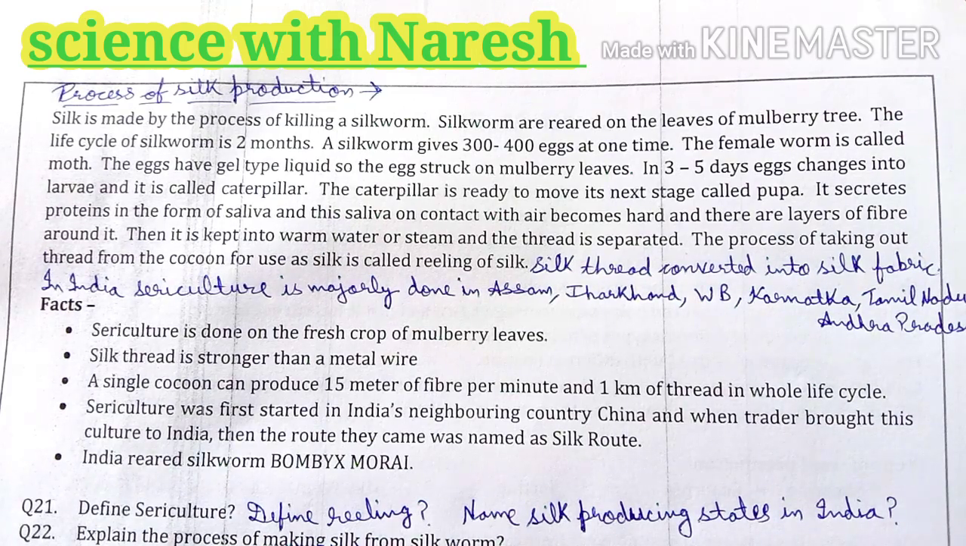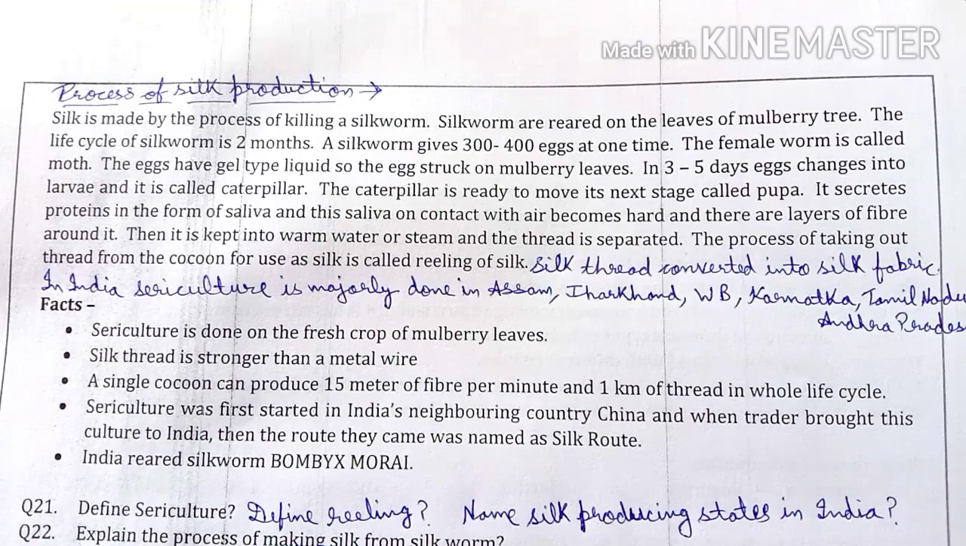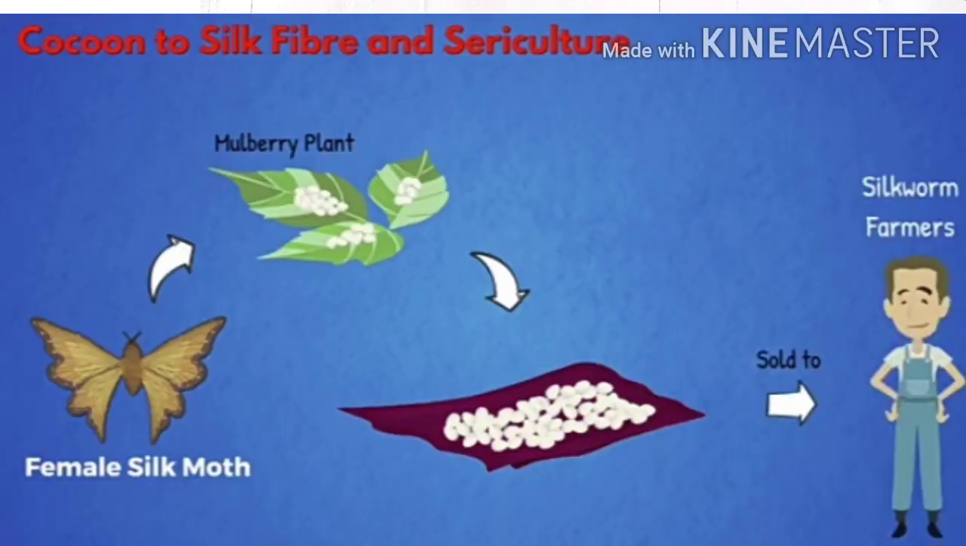Silkworms are reared on the leaves of the mulberry tree. Mulberry is the name of a plant, and silkworms are reared on the mulberry trees because silkworms get food from the leaves of the mulberry tree. The life cycle of a silkworm is 2 months, meaning from birth up to the last step of silk production. The life cycle is of 2 months.